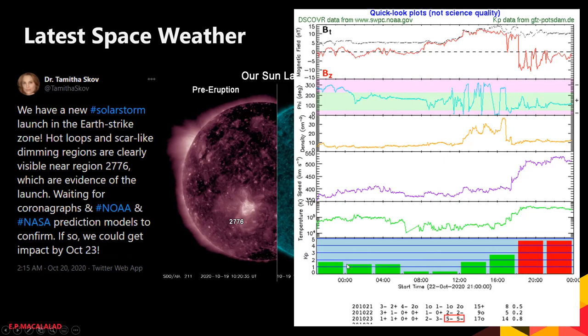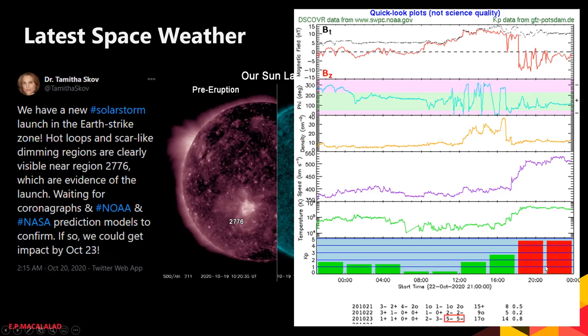So this is a Kp index. This is a geomagnetic index. This basically tells you if there is a storm or not. Okay, we're going to talk about this more later in the coming days. But basically, Kp is an index that tells you if there is a disturbance in the geomagnetic field. So higher values of Kp means there is a geomagnetic storm.